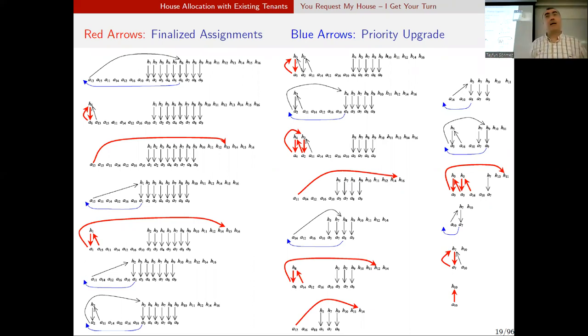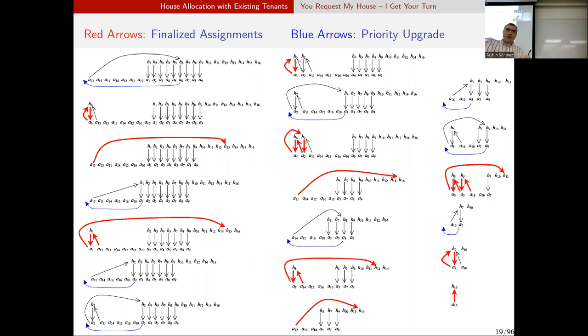So which one did you come up with first? I came up with the one person version. I came up with the "you request my house, I get your turn" version. Then I said, okay, this is just a special way to get cycles in Gale's top trading cycles algorithm kind of setting. Of course, it's a different setting. You don't have private ownership like in Gale's setting.